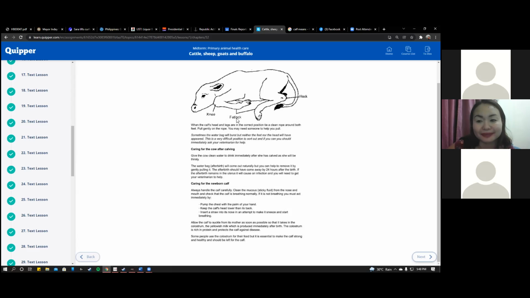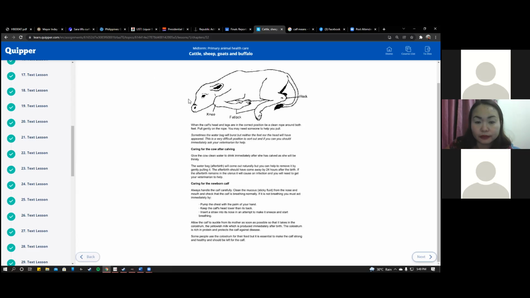So, caring for the newborn calf. Always handle the calf carefully. Clean the mucus or sticky fluid from the nose and mouth and check that the calf is breathing normally. If it is not breathing, you must act immediately by pumping the chest with the palm of your hand. Keep the calf's head lower than its back. Insert a straw into its nose in an attempt to make it sneeze and start breathing.